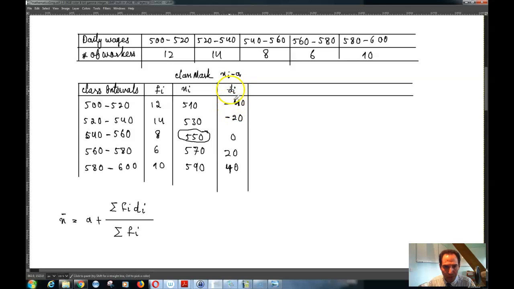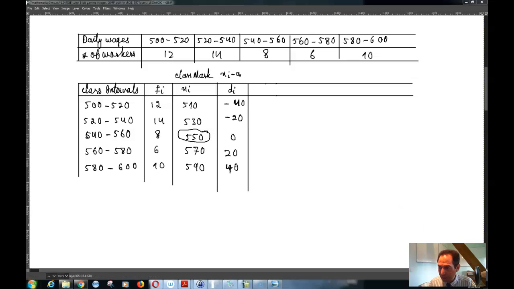So now I can calculate f of i times d of i, which is these two columns multiplied together. And again, you can see that the numbers get too large, meaning that this number would be above 2000, for example, which is still not the right thing to do. So I don't want to go with this one either. I want to go with the step deviation method.